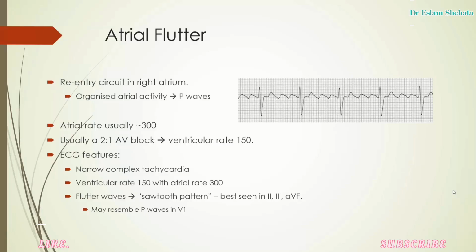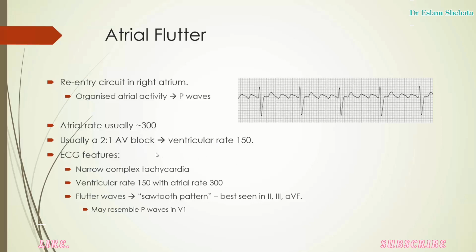Atrial flutter is caused by a re-entry circuit in the right atrium. Now, this leads to an organized atrial activity, which causes P waves. But because they're not coming from the sinus node, they're not going to be normal P waves. Okay? So they're not going to be upright in 2 and inverted in aVR. They're not going to look like that. They'll have some other abnormal morphology.